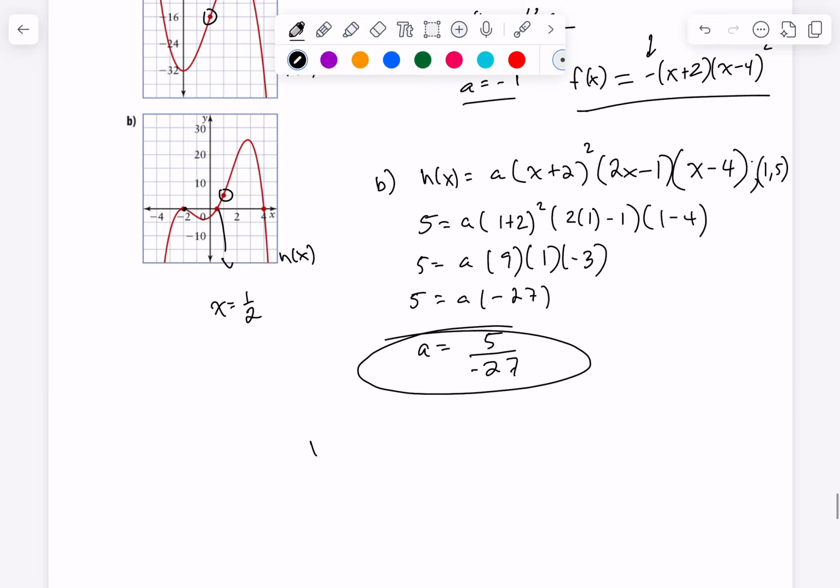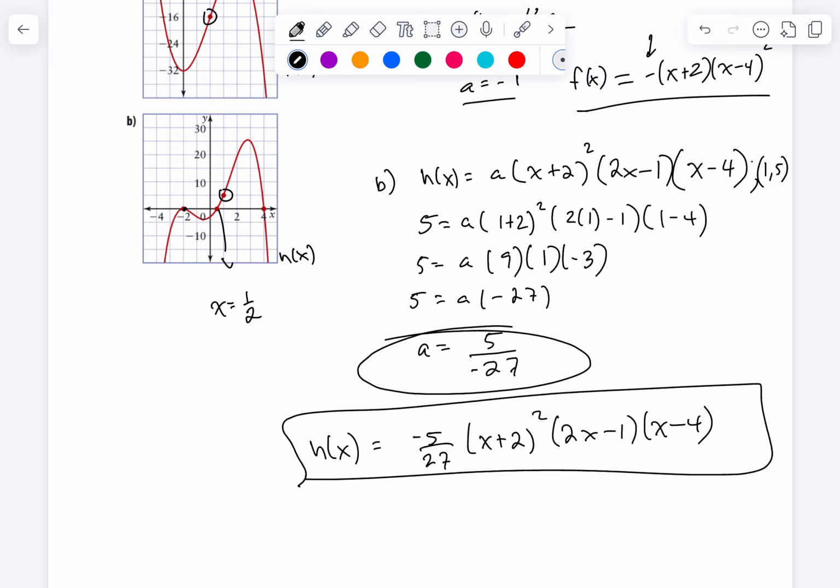And so I can rewrite h of x as -5/27 times (x plus 2) squared, (2x minus 1), and (x minus 4). Okay, so that is the specific member of this family with all of these roots, whose a value is negative 5 over 27. That seems to check out.